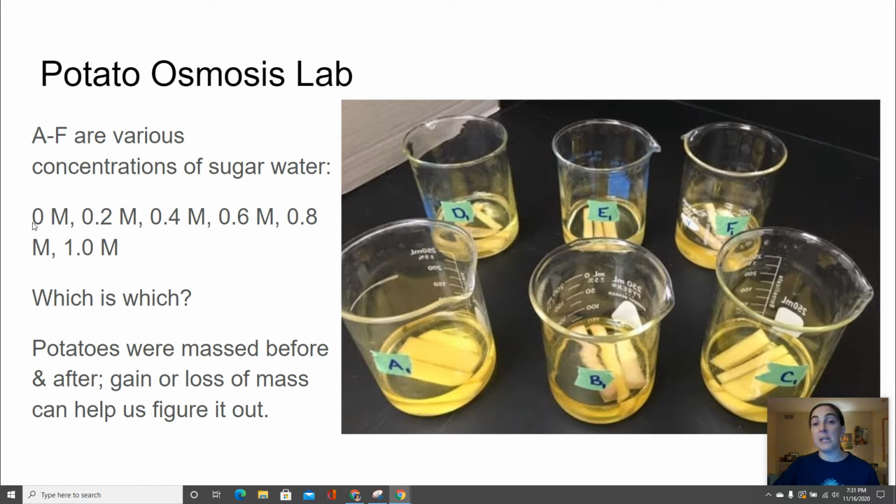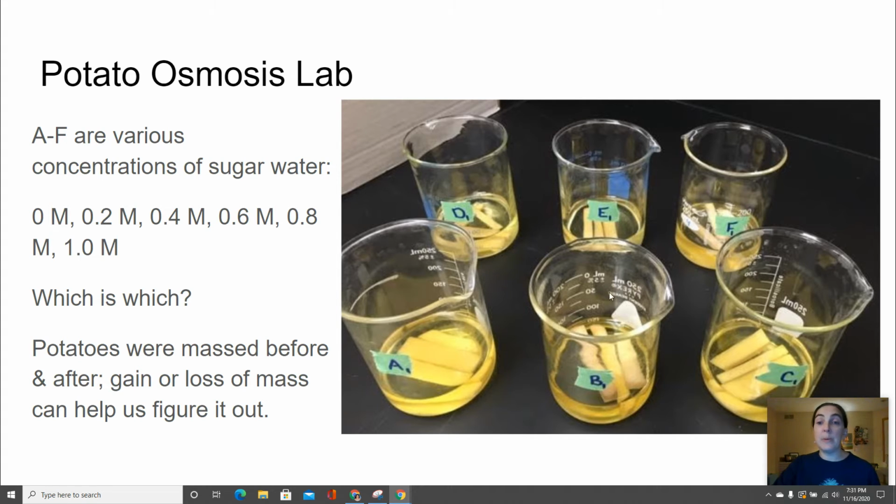And they range from no sugar at all to a 1 molar sugar solution. Part of your task in this lab is going to be to figure out which of these solutions is which concentration. They do not necessarily go in order. The way that we're going to figure that out, yesterday, your classmates took the mass of 3 pieces of potato and put them into each of these solutions. And then today they're going to take the mass again after they've been sitting in there for about 24 hours.